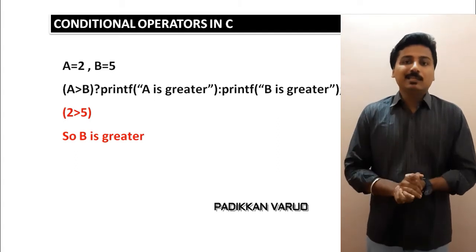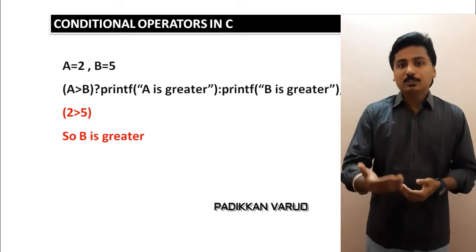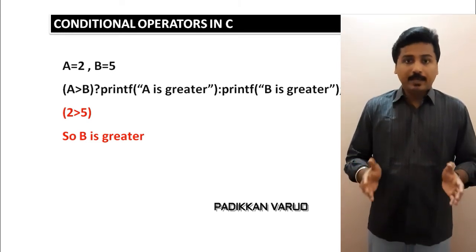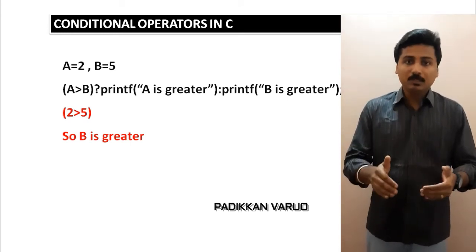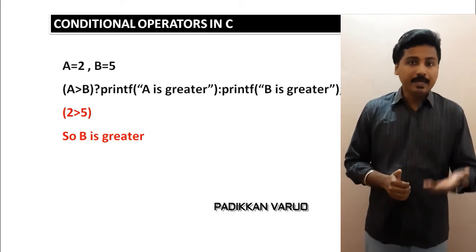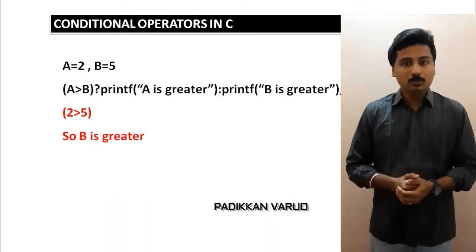First of all, we are checking the condition a greater than b. If the condition is true, then the first statement, that is a is greater, will be executed. Else, the next statement, that is b is greater, will be executed. So in this particular case, 5, the value inside b, is greater than a. So b will be greater. So now we can move on to a program.